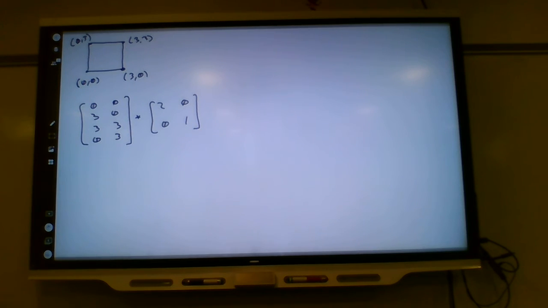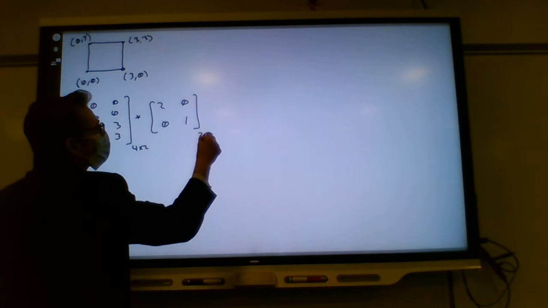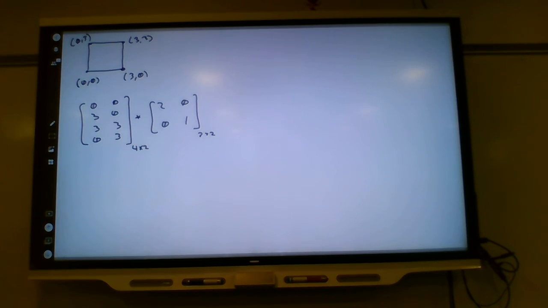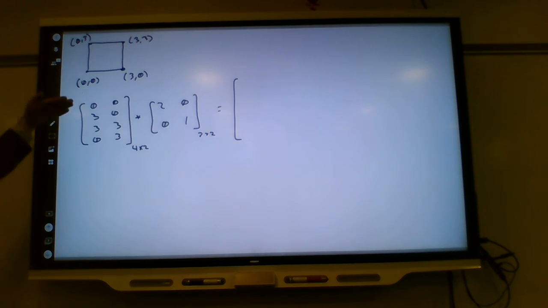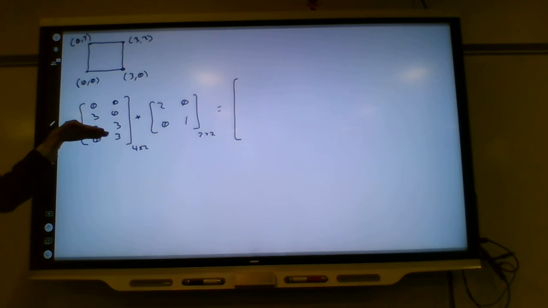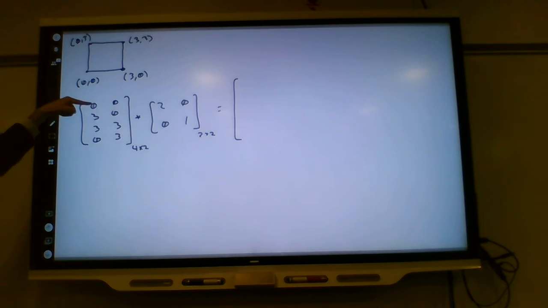Now, what happens if I multiply this by that matrix 2, 0, 0, 1? First of all, can I do that? What's the dimension here? 4 by 2. And there is still 2 by 2. So what kind of answer are we expecting? A 4 by 2 answer. And what will the answer correspond to? The answer will correspond to what happens to each of these vectors, or again, what happens to the corresponding point with this transformation.